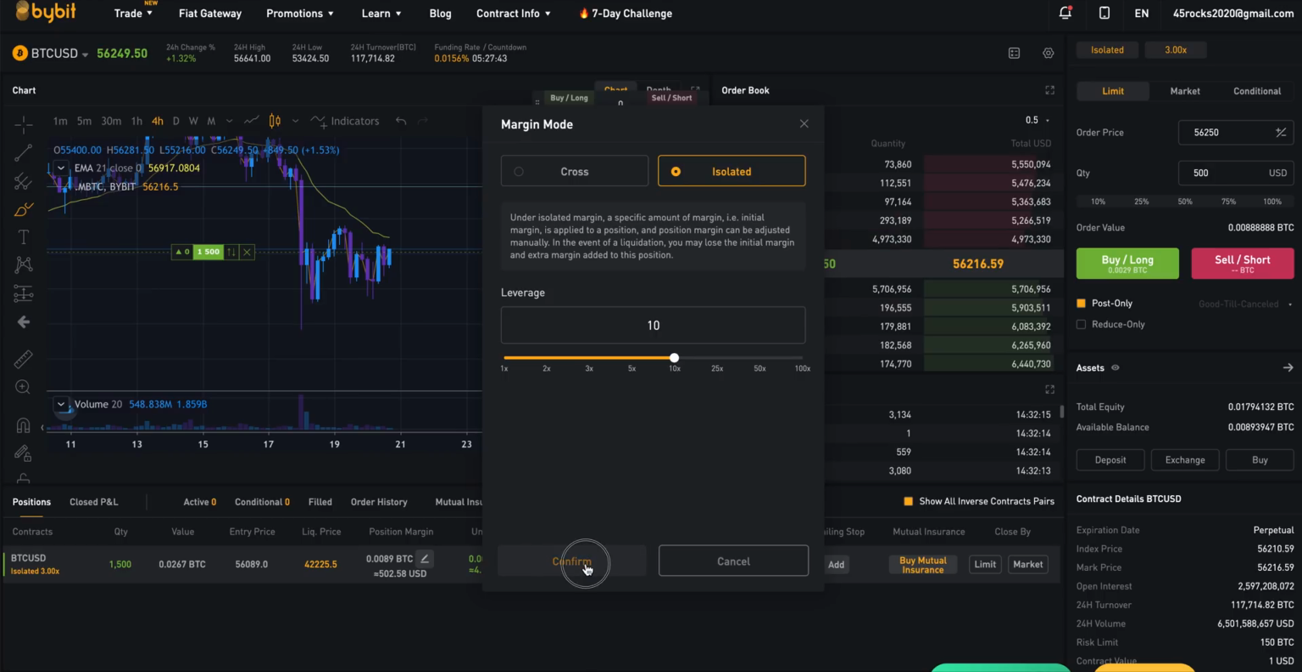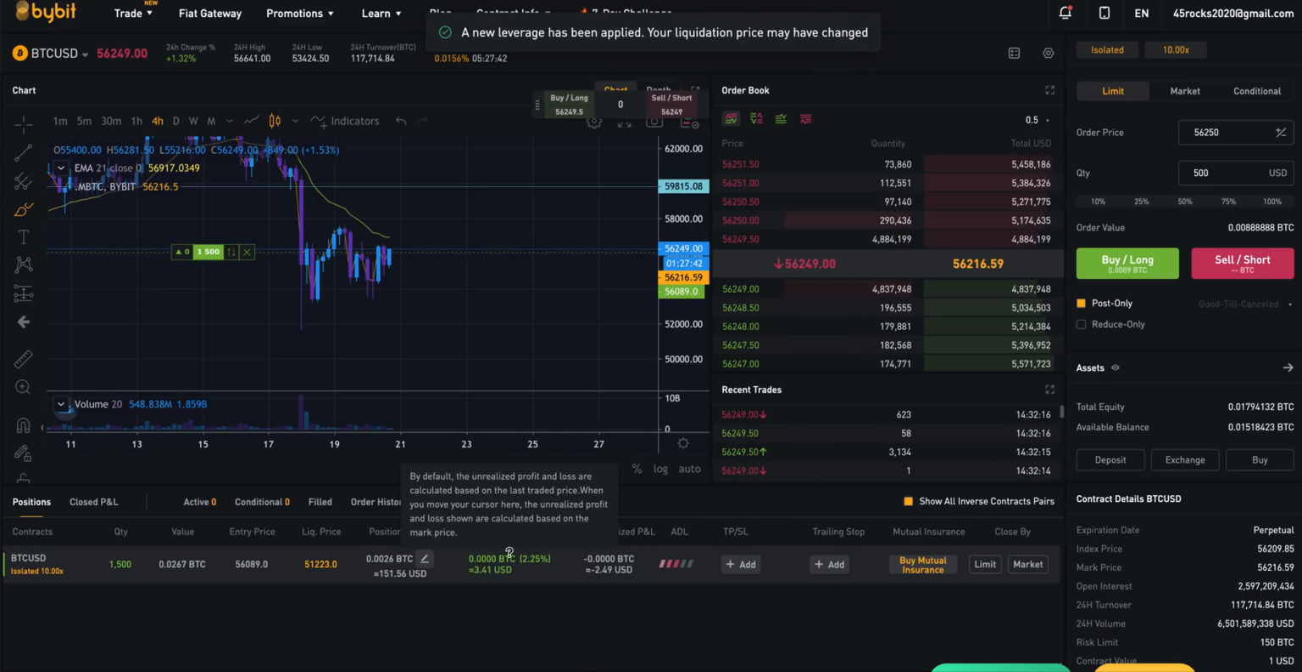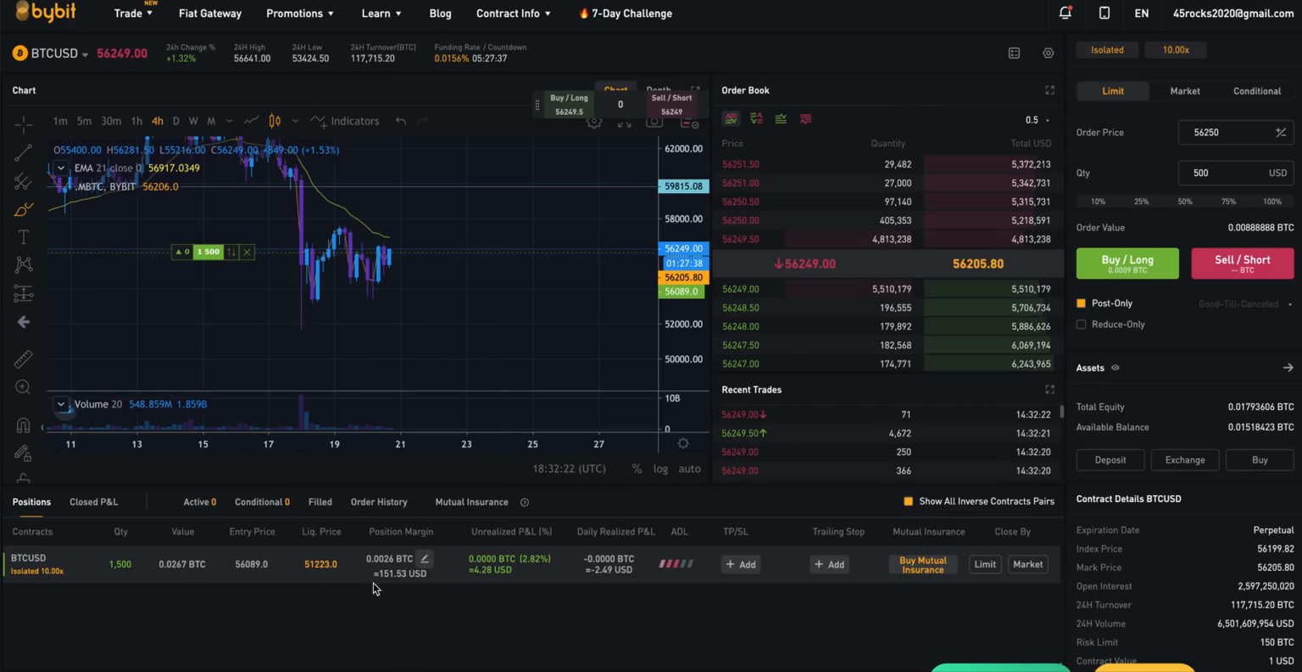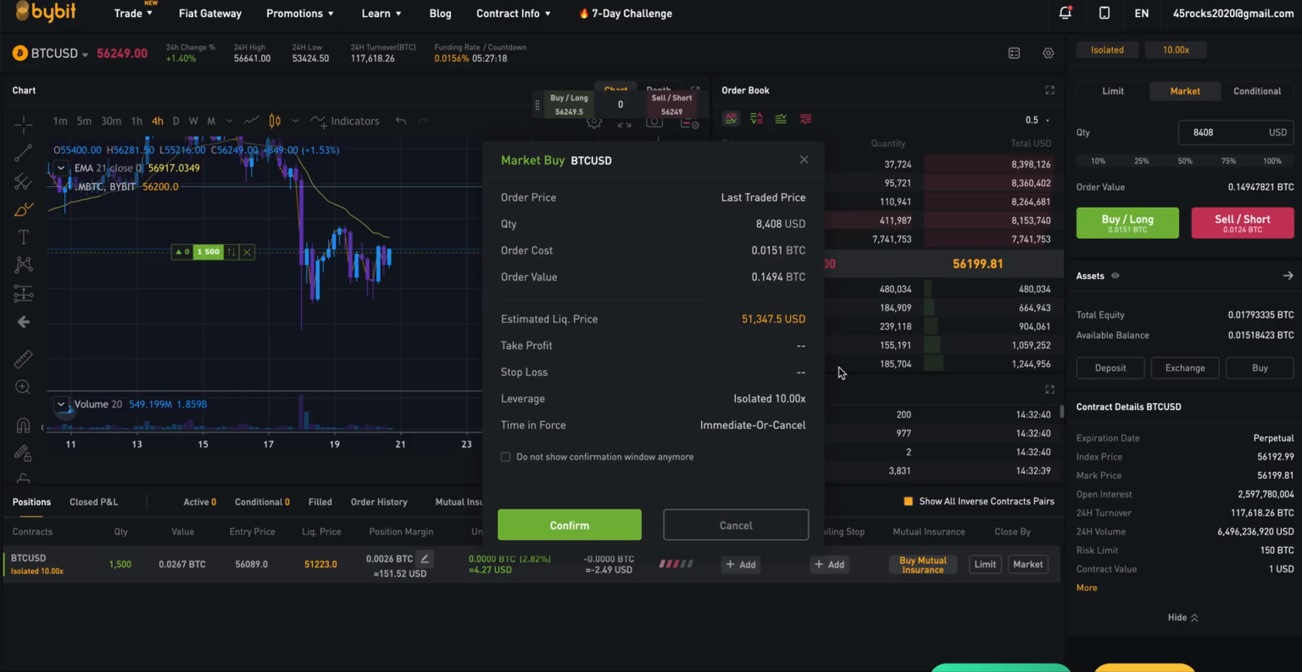Okay, you're using 10x leverage. And notice that now that I changed my leverage, my position margin, the amount of money that I'm actually risking from my account, has gone down because I'm borrowing more from the exchange than I originally was. But now I have a lot more money to put on the trade. Okay, I only have $1,000 in my account, but I could put $10,000 into the trade. So I'm going to go ahead and just do that.